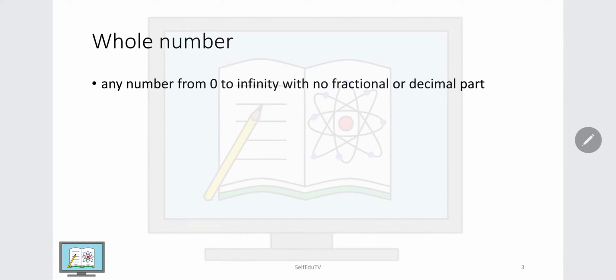Let us look at the very first type of numbers, whole number. So what is a whole number? A whole number is any number from 0 to infinity with no fractional or decimal part. So examples of whole numbers start from 0, 1, 2, 3, 4, 5, and so on, with no fractional or decimal part, all positive numbers.